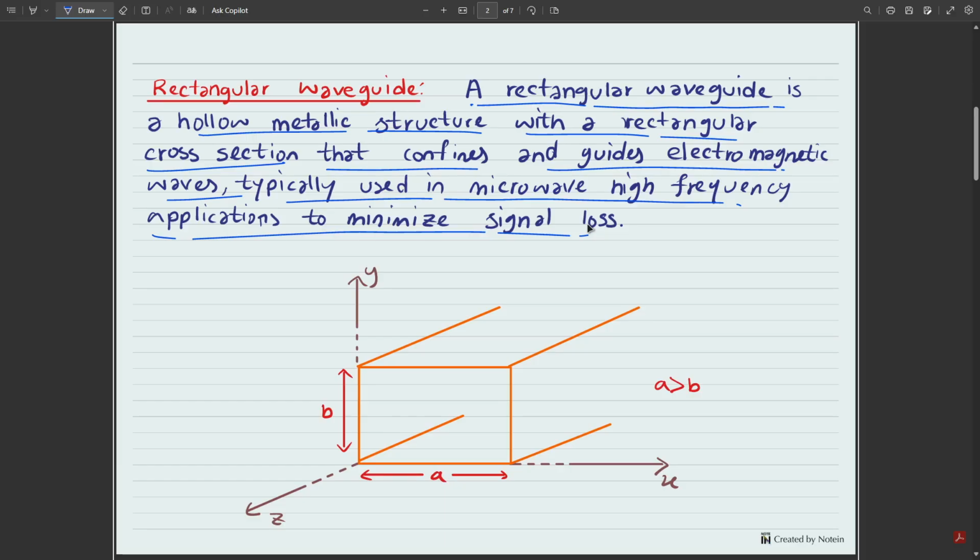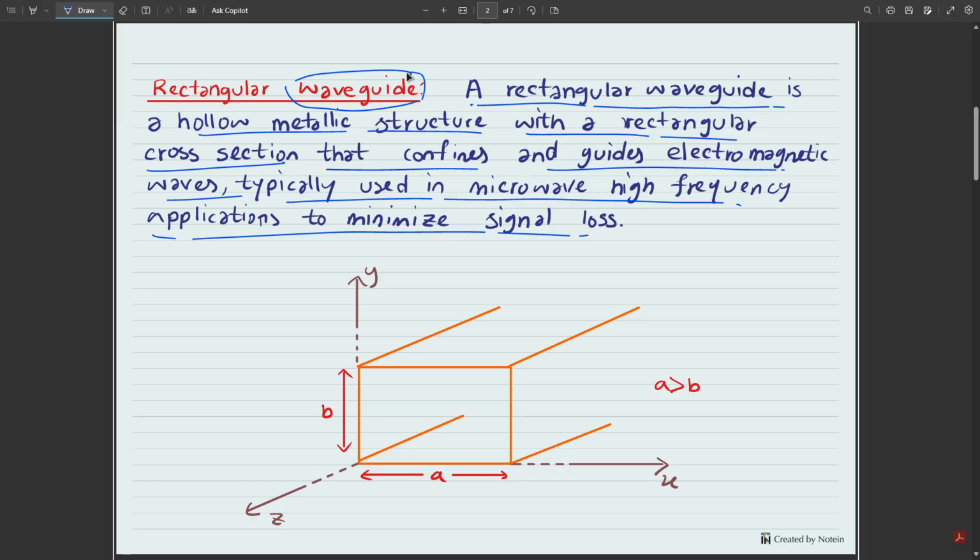So we know any waveguide. The purpose of a waveguide is to guide electromagnetic waves. So anything that guides electromagnetic waves is known as a waveguide. And why is it called a rectangular waveguide? Because the cross section of it looks like a rectangle.